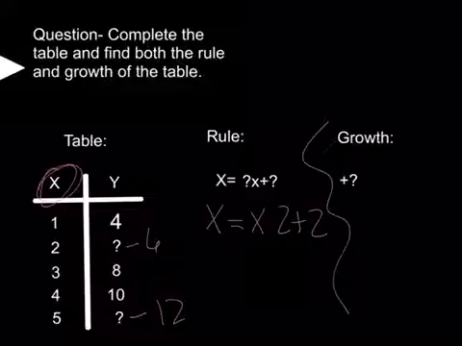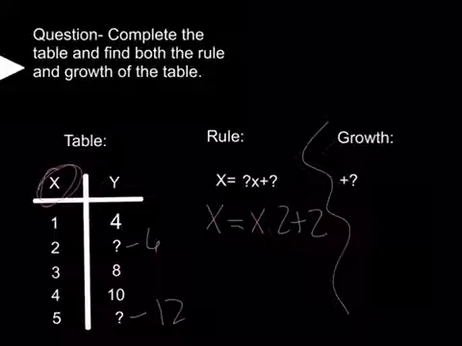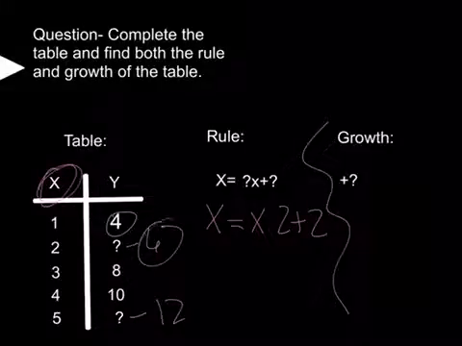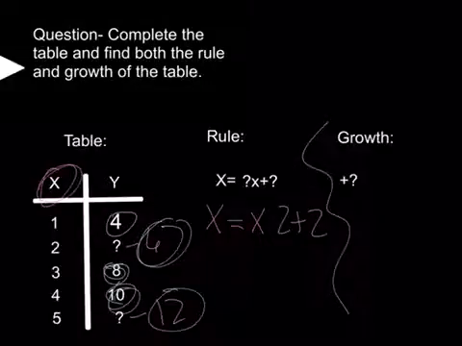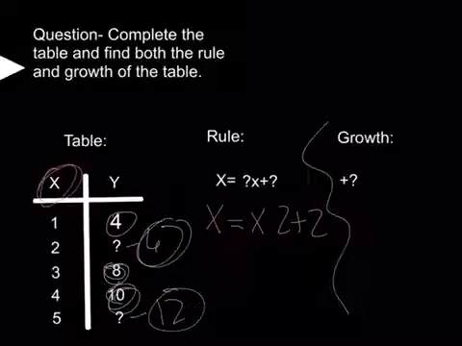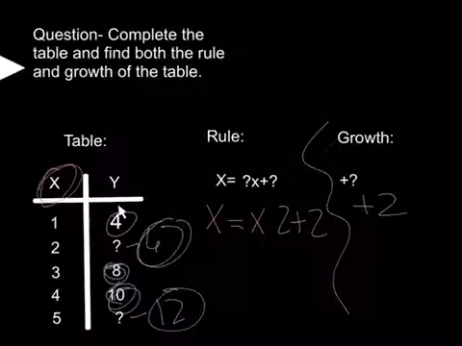So once we've filled out our table and our rule, we can move on to our growth, which is pretty easy. All you have to do is look at the similarity between the 4 and the 6, the 6 and the 8 and the 10 and the 12. And so we know that 4 plus 2 is 6, 6 plus 2 is 8, 8 plus 2 is 10, 10 plus 2 is 12. So the growth is plus 2. It's pretty simple. All you have to do is go down the y chart and figure out the relationship between each number. So that's pretty simple.